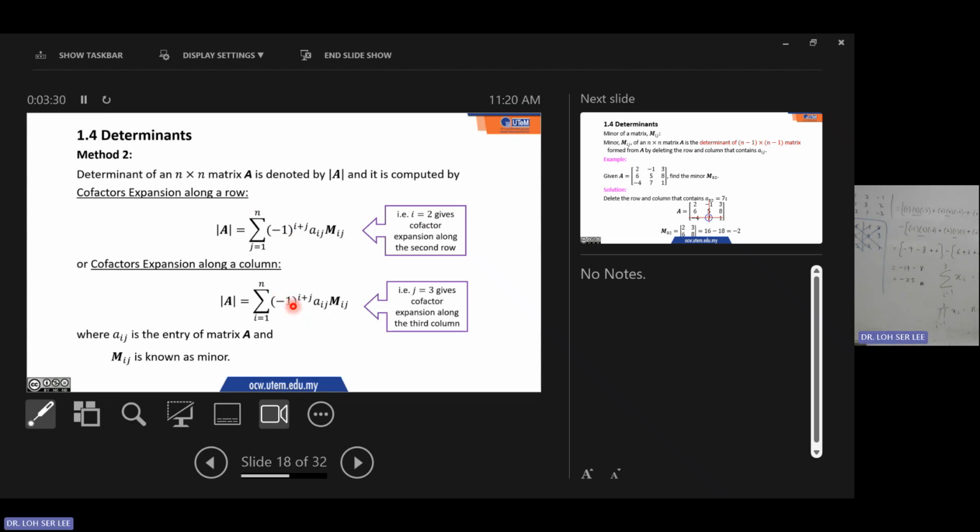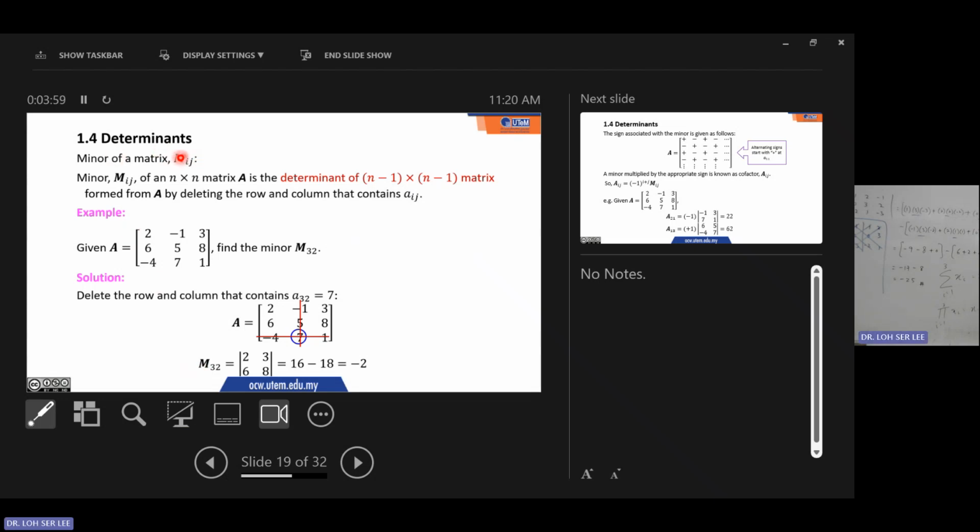Same goes to this one. Aij, the lowercase a, refers to the entries of the matrix: a11, a12, a13. That is lowercase a. And uppercase M, this one, Mij, M is known as the minor. Now we look at what the minor is.